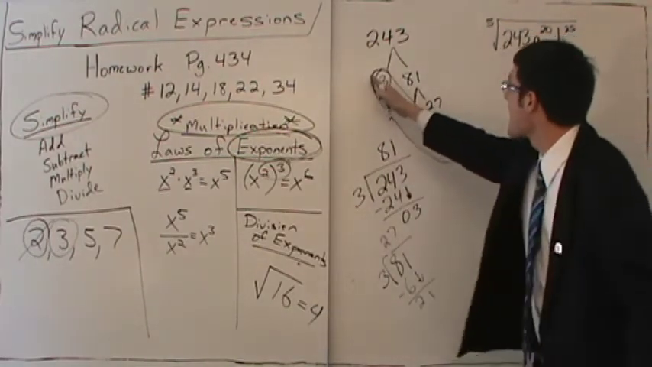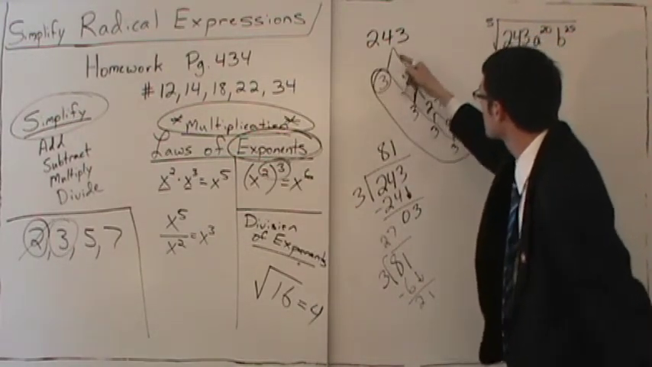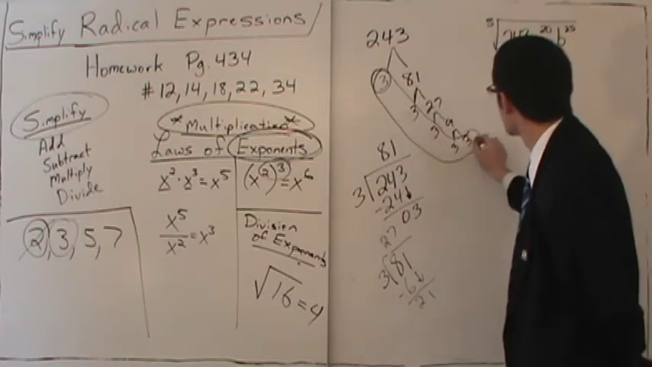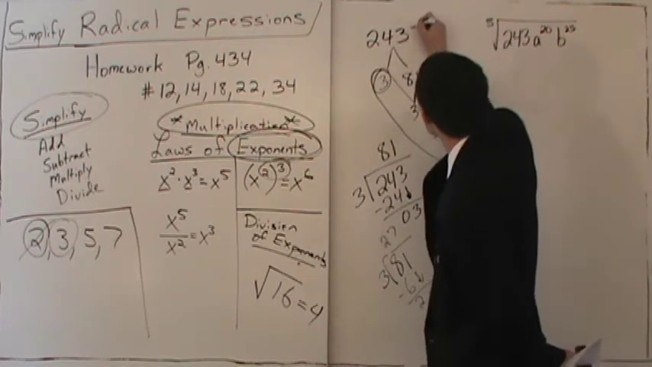You can count how many 3's multiply to give 243. 1, 2, 3, 4, 5. So we're saying that 243 is equal to what?